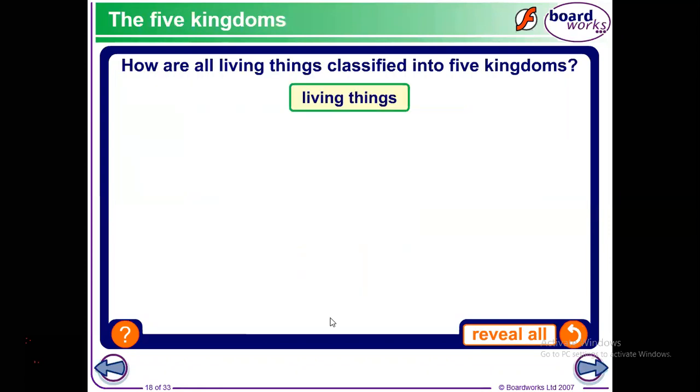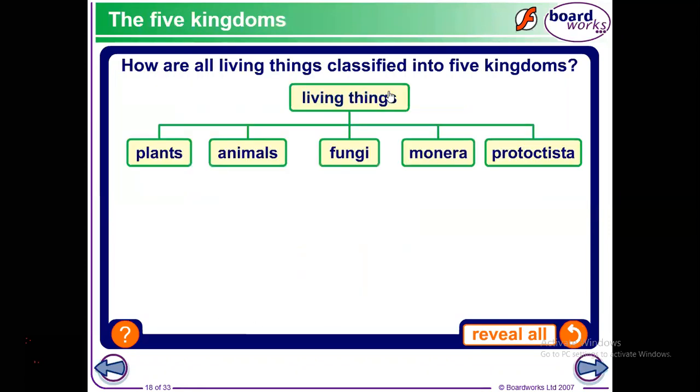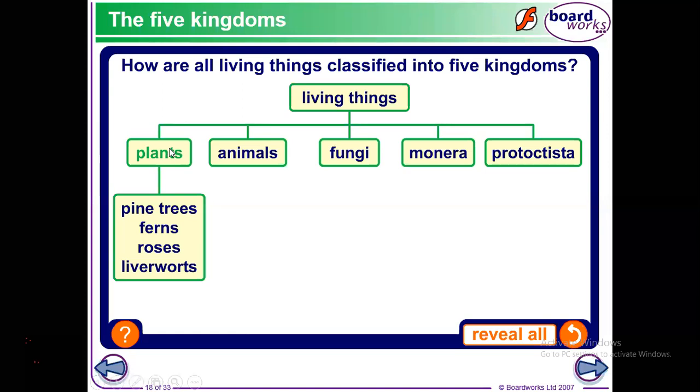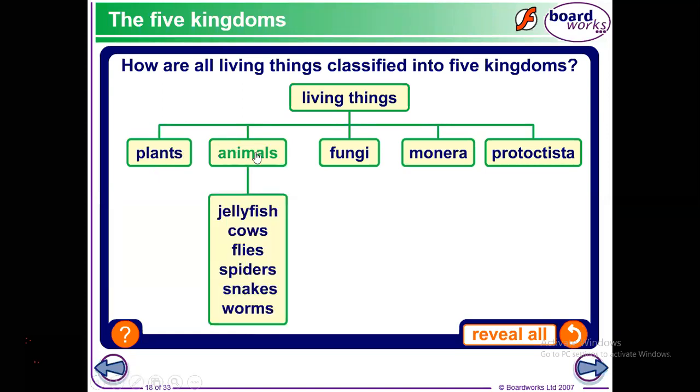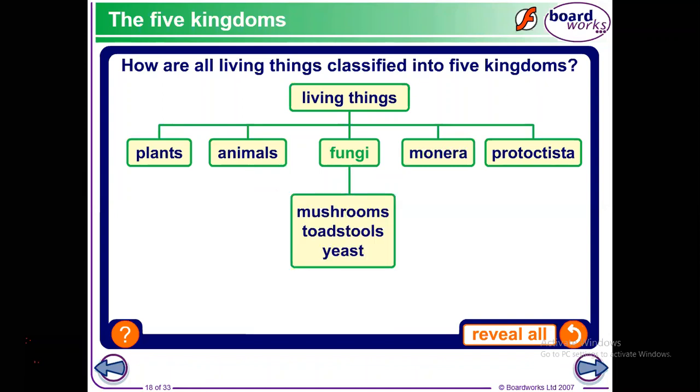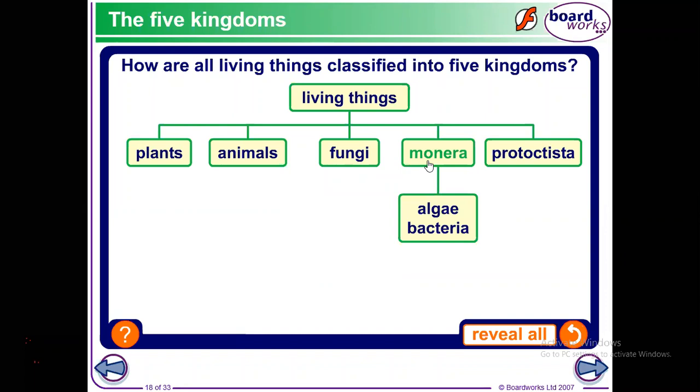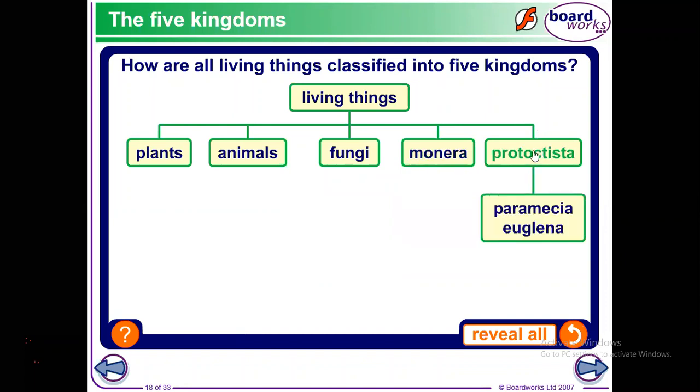Okay, so can you guys see my screen now? So we have living things. We have plants, like the pine trees, ferns, roses. We have animals: jellyfish, cows, flies, spiders, snakes, worms. We have fungi like mushrooms and toadstool, and yeast, which we use in making pizza and stuff. We have monera, which look like bacteria and algae, and protists like euglena and paramecium.